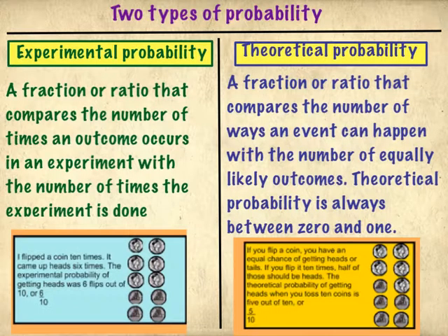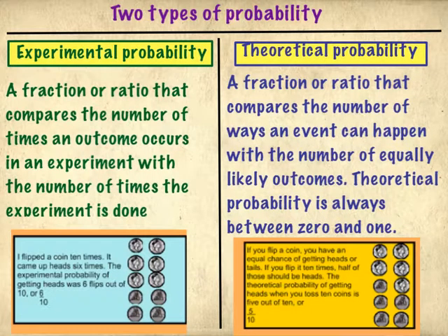If you do the experiment lots and lots of times, you'll get closer to the theoretical probability. If I only flip the coin 1 time and I get heads, then that means 100% of the time I got heads, but it wasn't a very good experiment. If I do it 10 times, that might be a bit closer. If I do it 1,000 times, I'll probably get much closer to the theoretical probability.